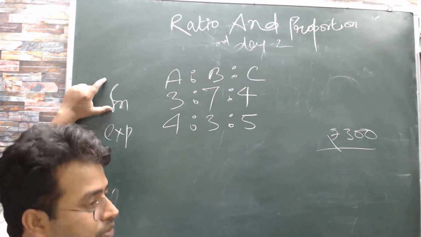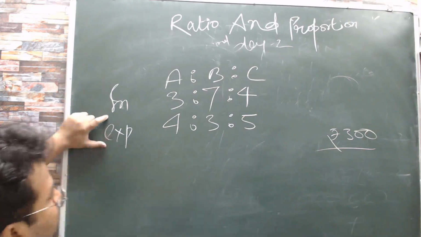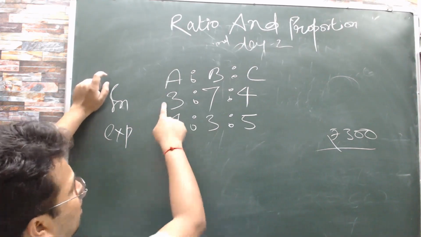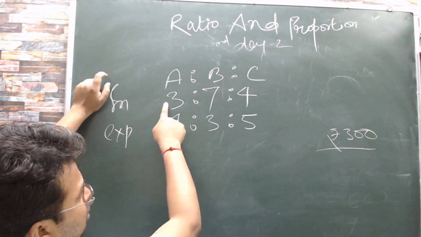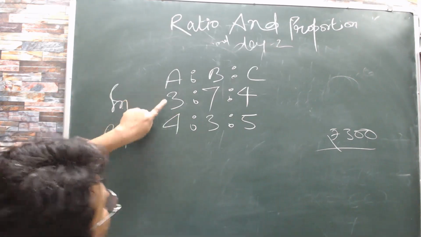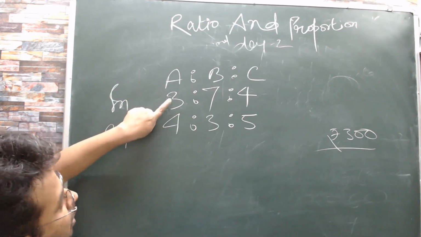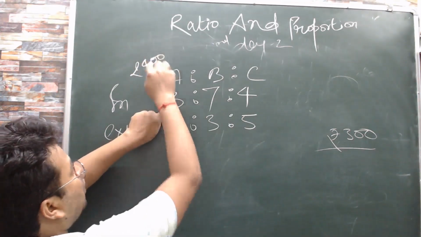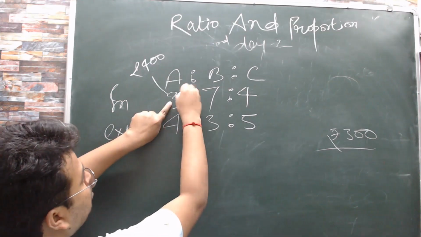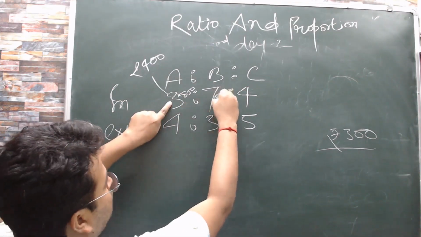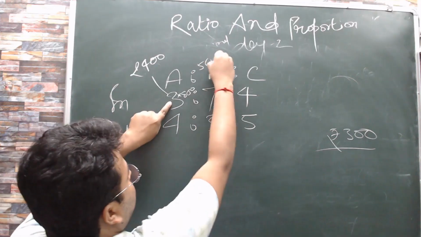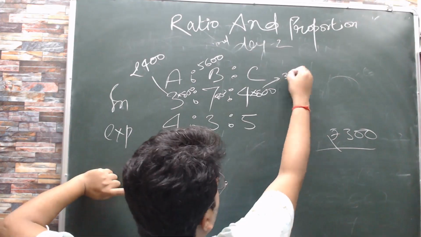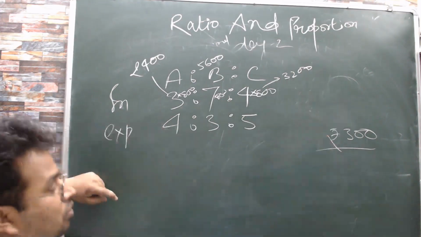So this is the income ratio, this is the expenditure ratio. How will you find it? Now see, the question is saying A saves 300 out of his monthly income 2400. So it means the income of A is not 3, the income of A is 2400. How can you make this 3 into 2400? By multiplying 800. So multiply 800 here also. So you will get 5600, the income of B. Multiply 800 here, so you will get income of C 3200, right?